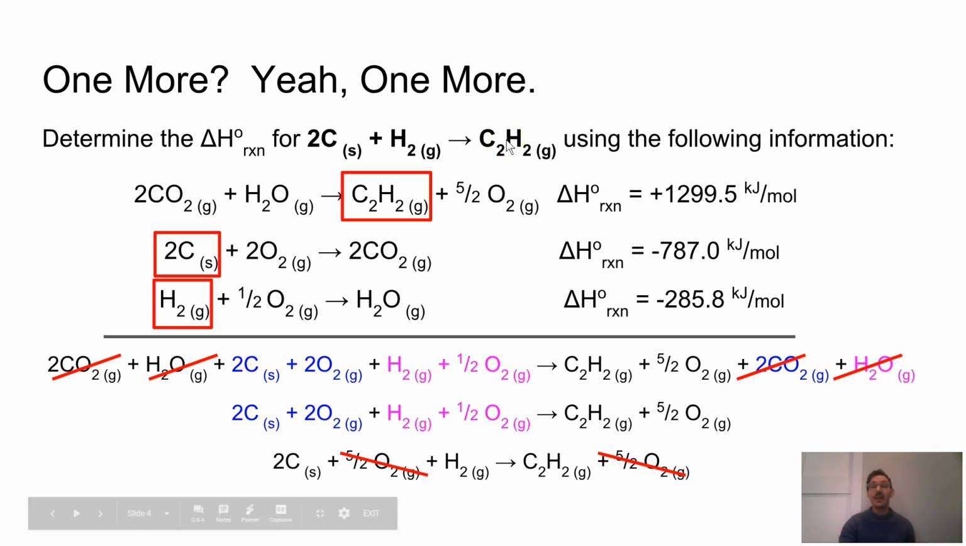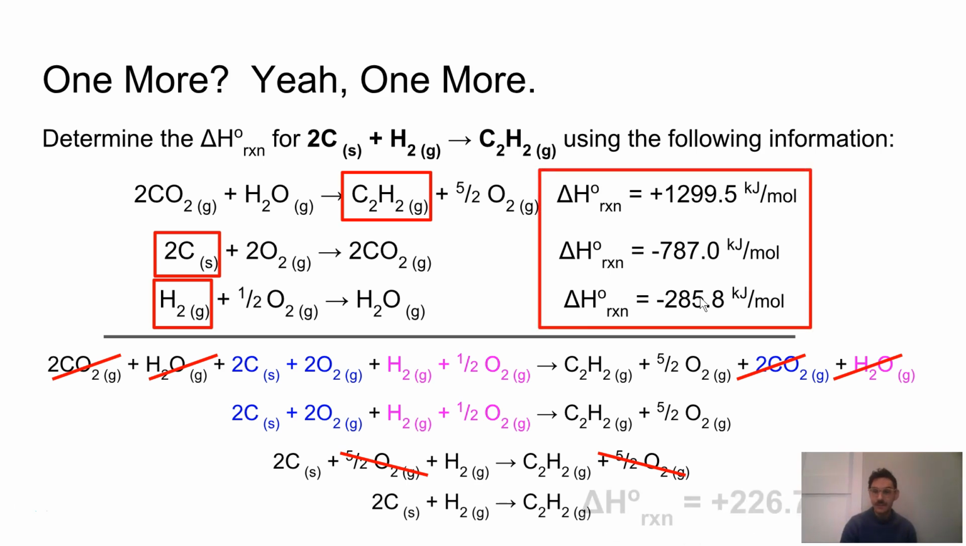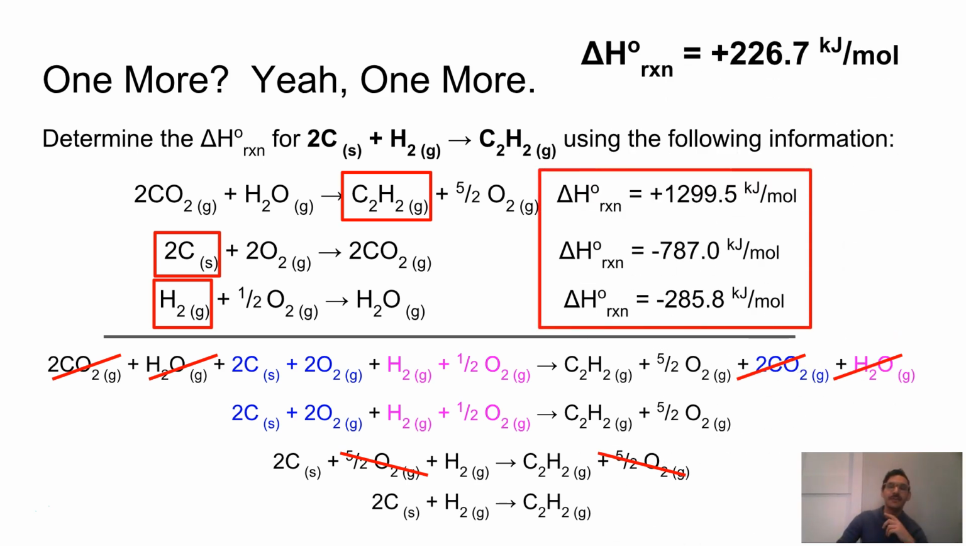Sweet! And so now that I know that when I add all these equations together, it gives me the desired equation, I can add all the delta H's of reaction together to give me the desired delta H of reaction. What is that going to come out to? A positive 226.7 kilojoules per mole. Yeah, flipping this one really made it all positive.